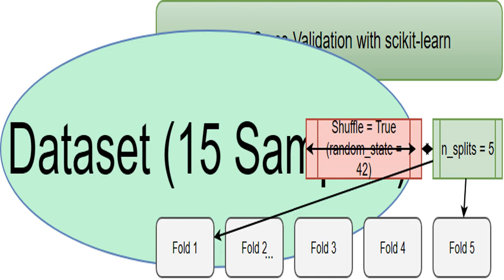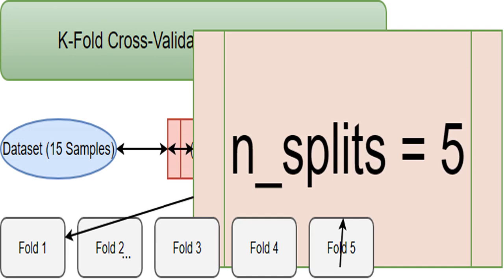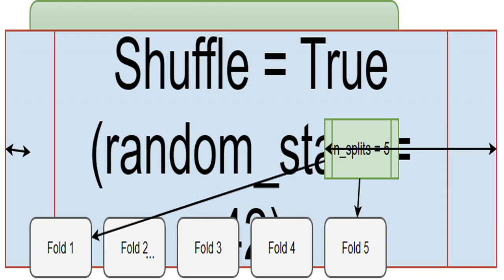I have a dataset with 15 samples, or data points, that I'll use to train and test my model. I've set the number of folds, or splits, to 5. This means I'll divide my 15 samples into 5 different groups. I am shuffling the data randomly before splitting it into folds. The random state is set to 42, ensuring that the shuffling is reproducible. If I rerun my code with the same random state, I'll get the exact same folds every time. This is important for repeatability and comparison.